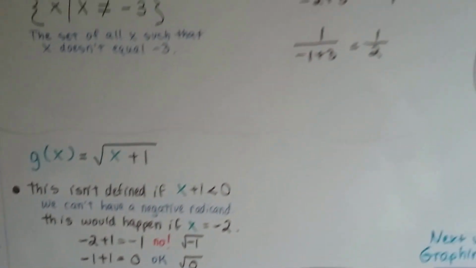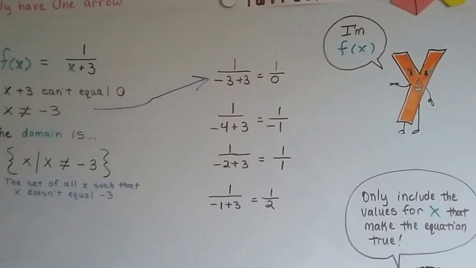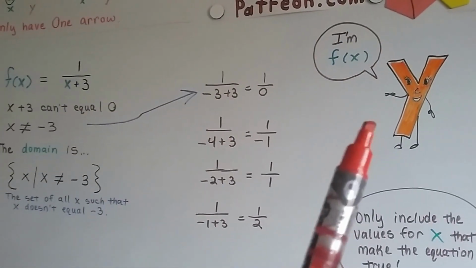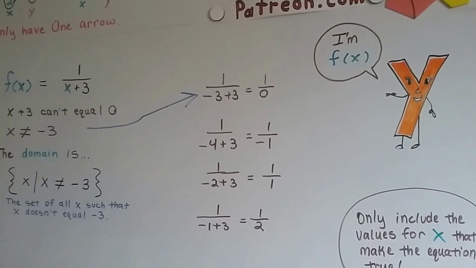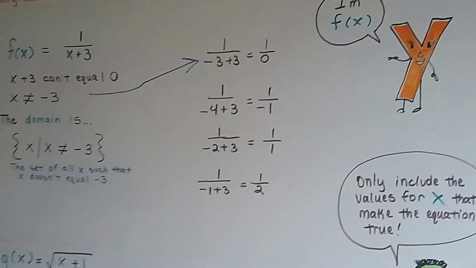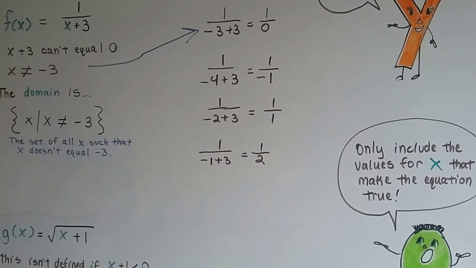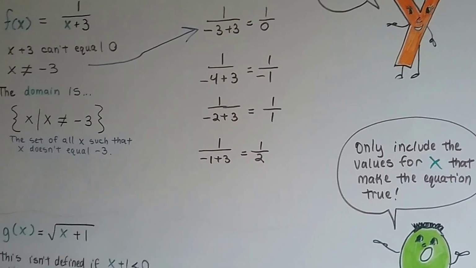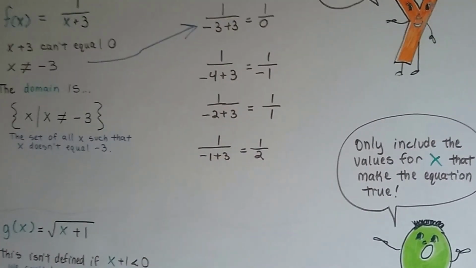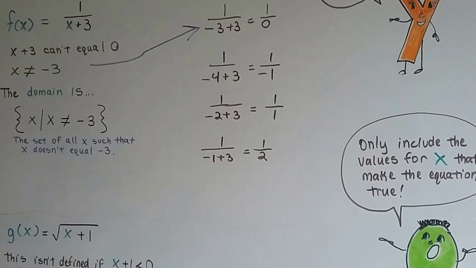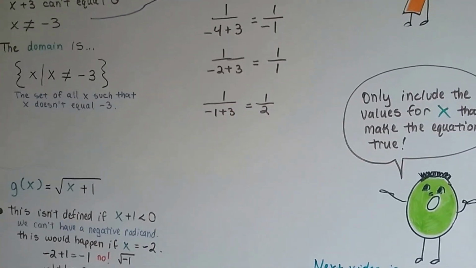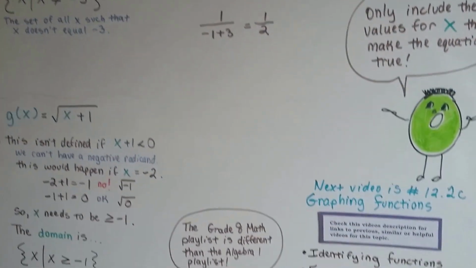Okay? So remember that y is the range, the output, the y-coordinate, the function of x, and these only include values for x that make the equation true, okay? And follows the rules of no 0 in the denominator and no negatives under the radical sign, okay?